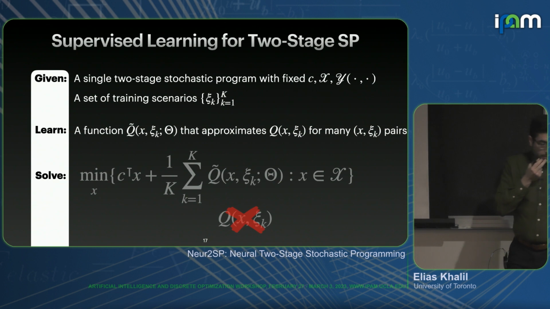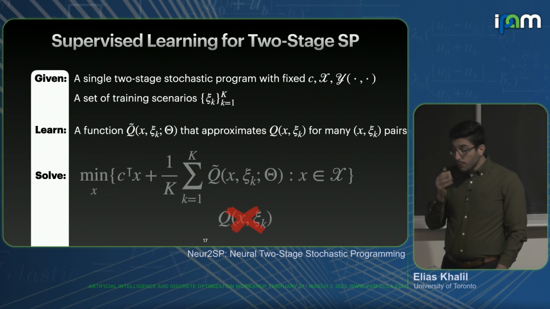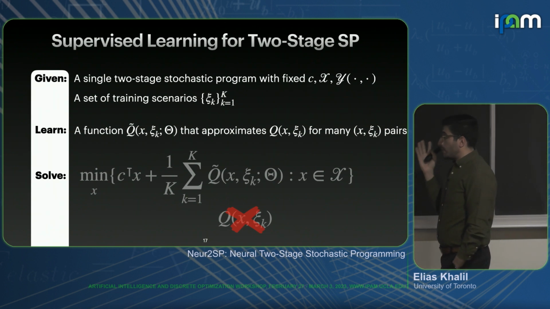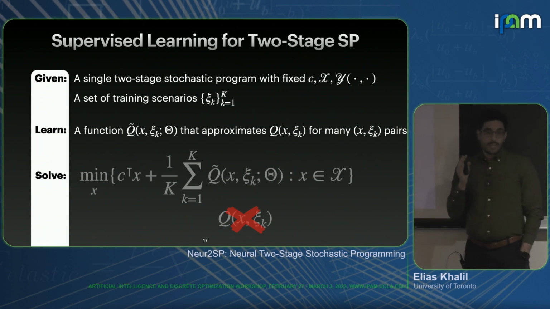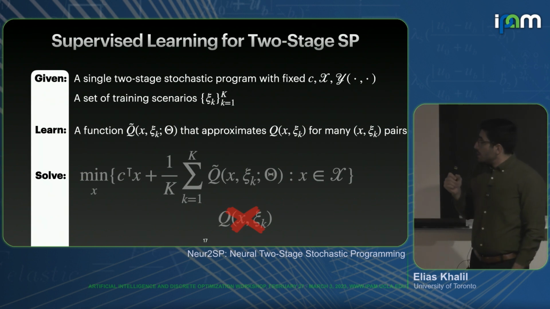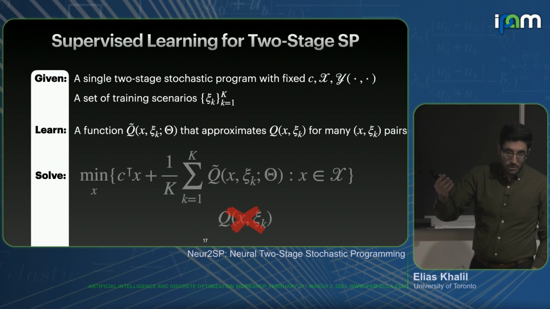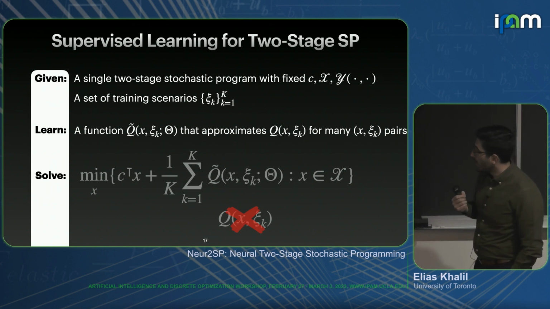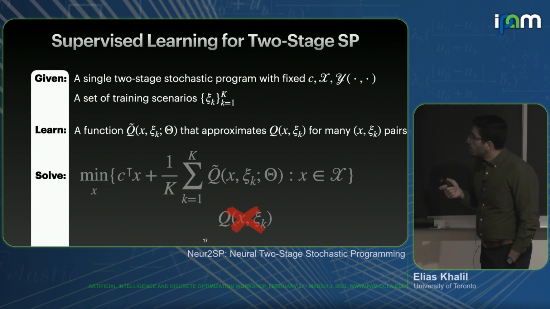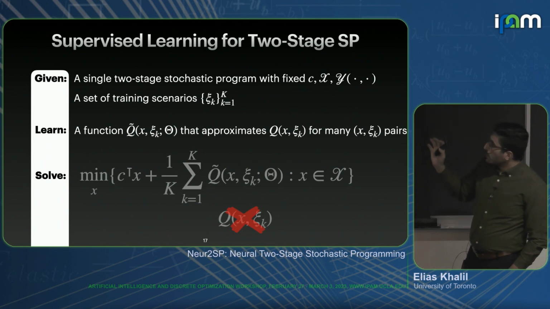So what is the proposition? The proposition is to use supervised learning to get rid of the main bottleneck in two-stage stochastic programming. The main bottleneck is this value function, which is the optimal value of an optimization problem. So what we're going to do is operate within the following setting.